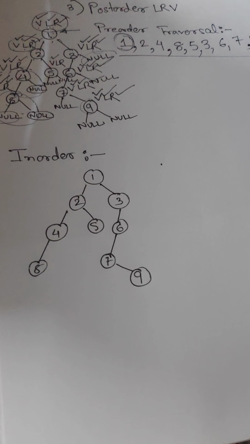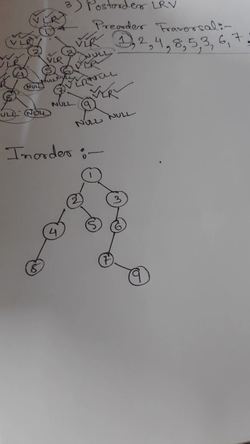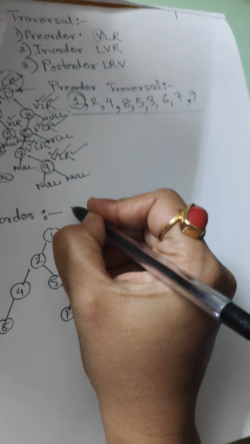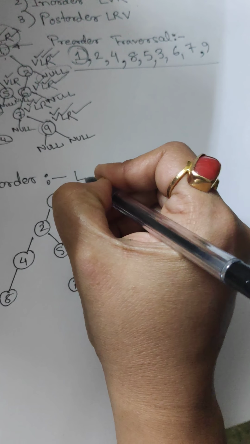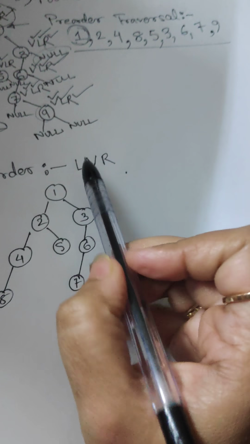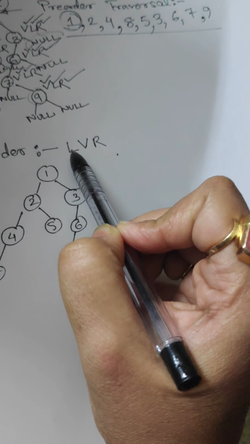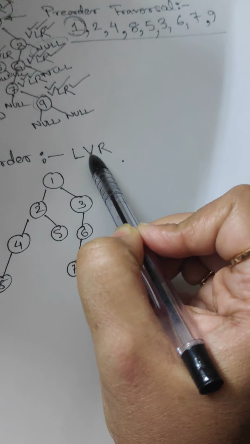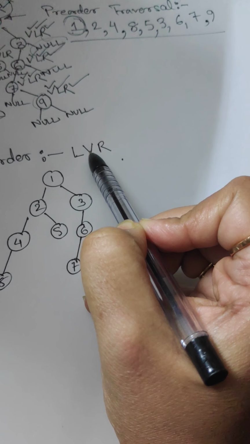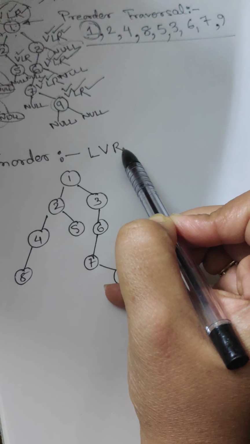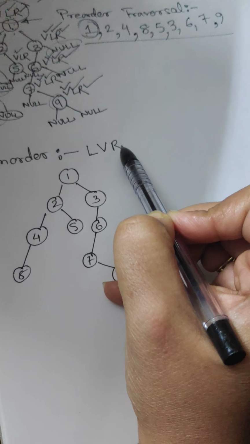Now let us start with the Inorder traversal. In the Inorder traversal, as I have already told you, Inorder traversal is L, V and then R. That means first you will come to the left child. After you are done with the left child, then you will visit the node. That means you will work on that node and then you will visit the right child of the node.